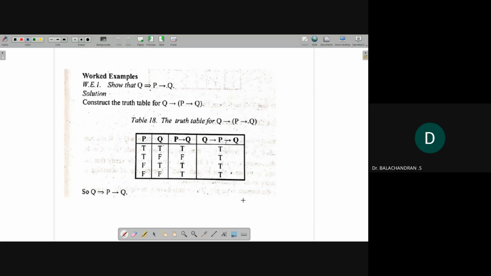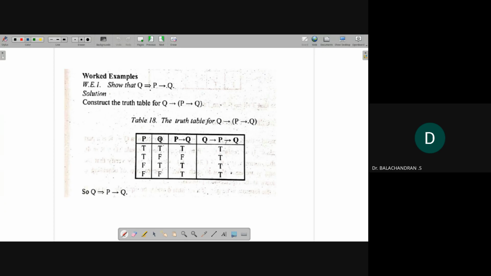So again, this is tautologically implied. I leave it to you, but I'll just tell the outline. Q tautologically implies P implies Q. For this, what I need to prove is that Q implies (P implies Q) is a tautology.